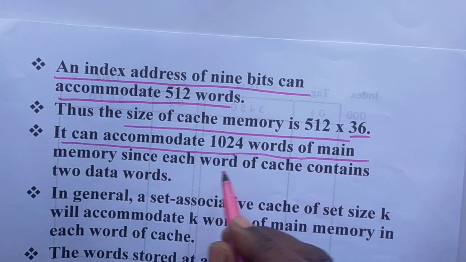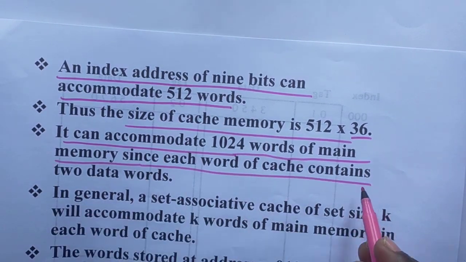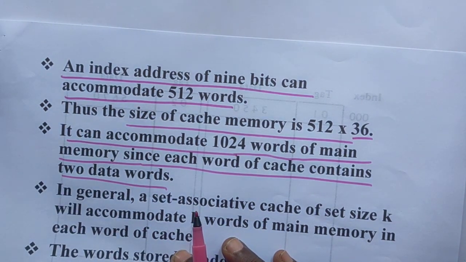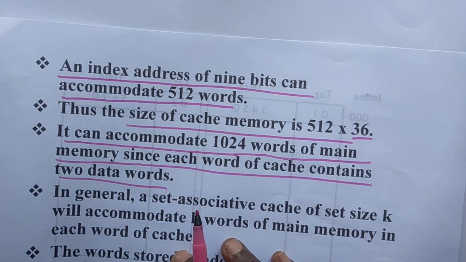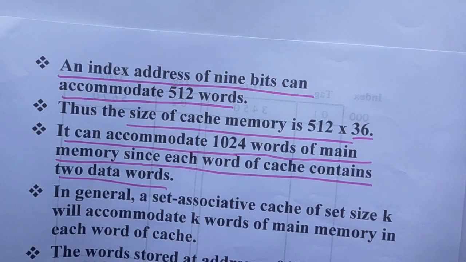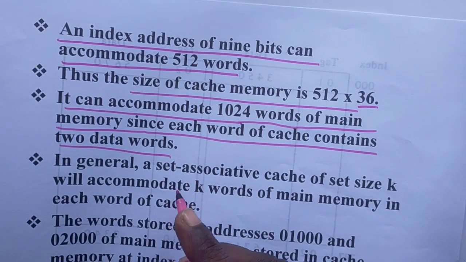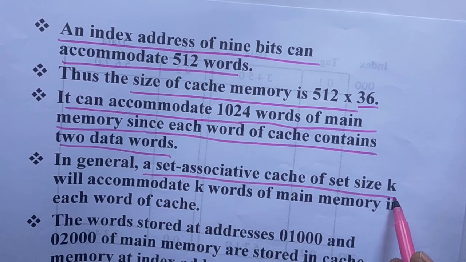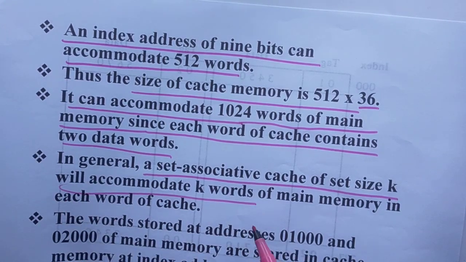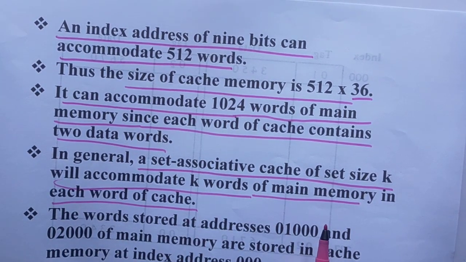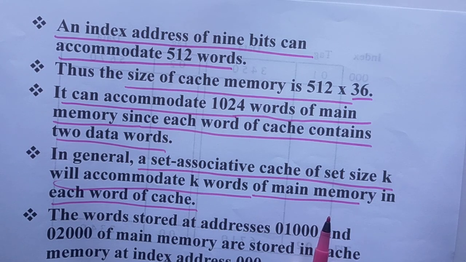So it can accommodate 1024 words of main memory, since each word of cache contains 2 data words. Since it contains 2 data words, it is defined through 1024 words. Now we see how it is defined. In general, a set associative cache of set size k will accommodate k words of main memory in each word of the cache.